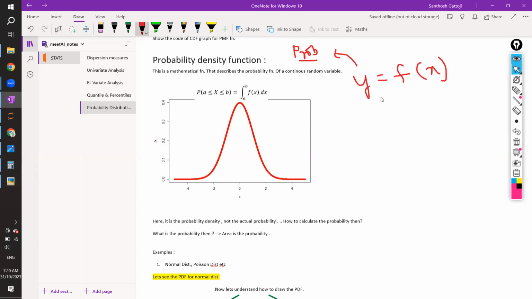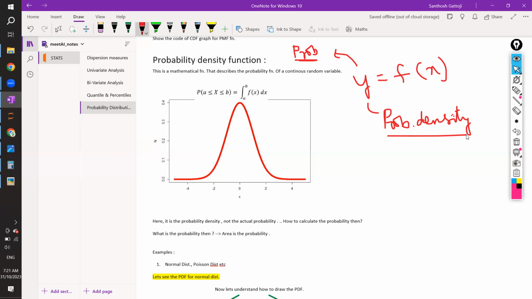But here in probability density function, this y is actually not the probability, but the probability density. So there will be a few new concepts which you will be studying. Don't worry, you will have just some theory, and then we'll also see some examples. Now, what does probability density mean? And how are we going to find it? We are going to try to understand.